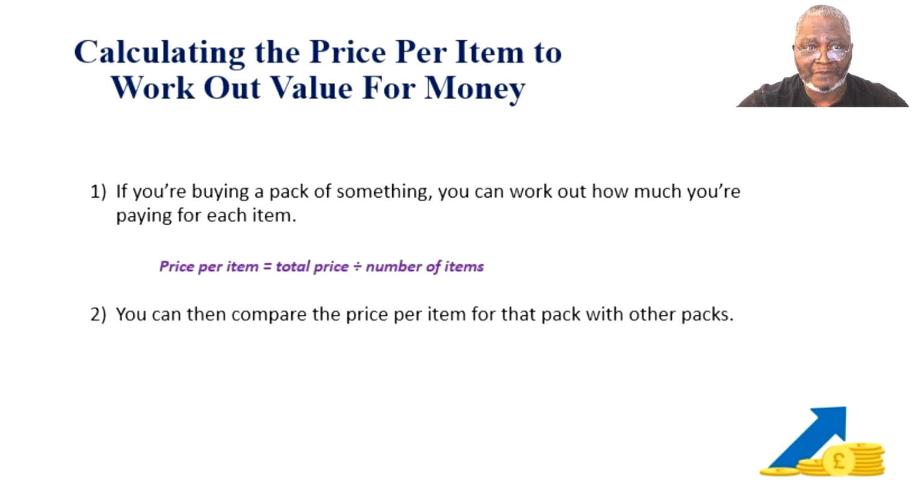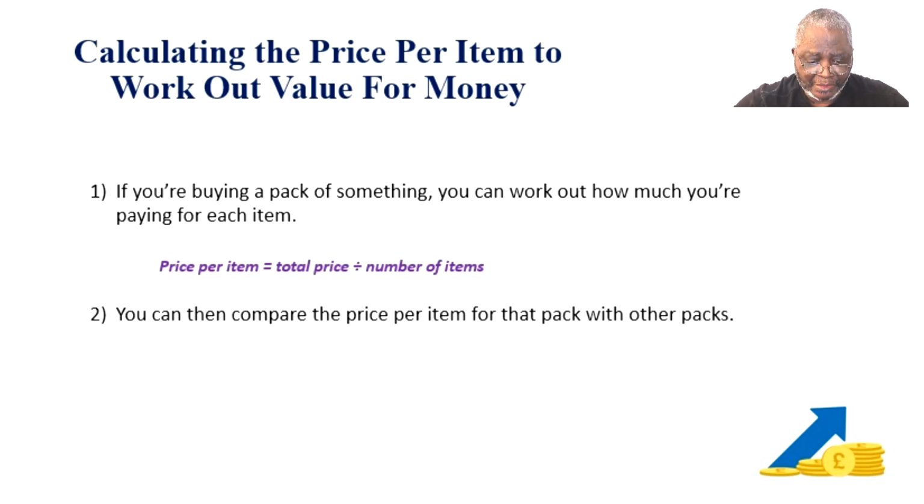We look at calculating the price per item to work out value for money. Value for money is very, very important in virtually every business you are doing. So let's see what value for money is about. If you're buying a pack of something, you can work out how much you're paying for each item. And the formula: price per item is equal to total price divided by number of items.